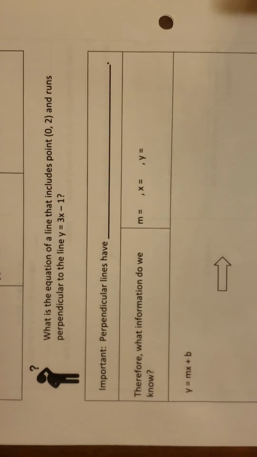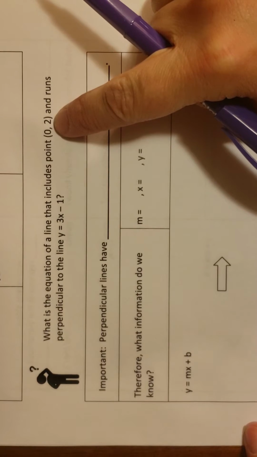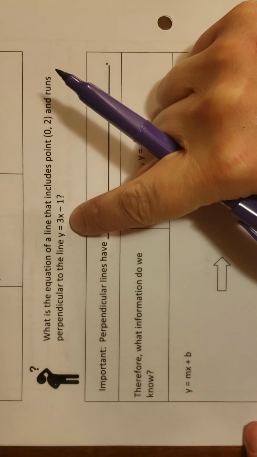A little ode to Bob Ross, and we're going to move on. Okay. Whew. Next section. The equation of a line that includes this point and runs perpendicular to this guy.